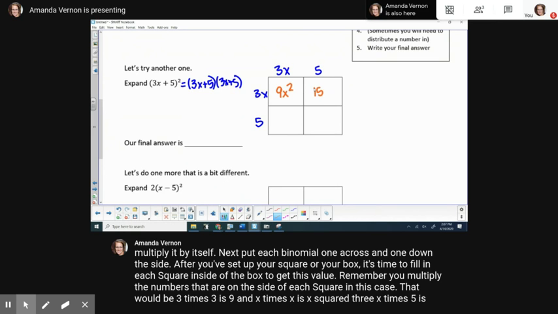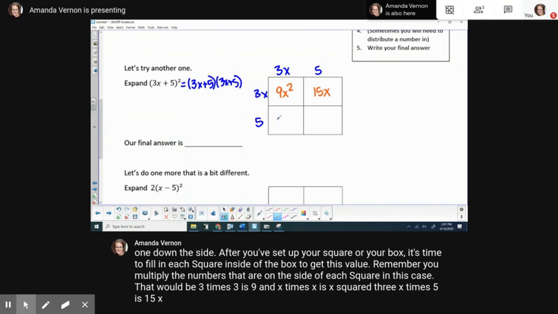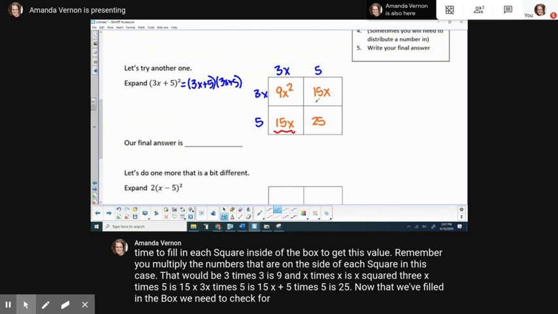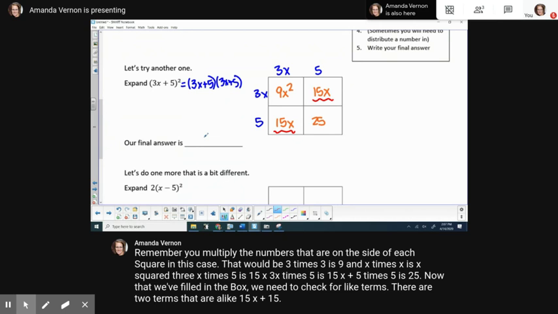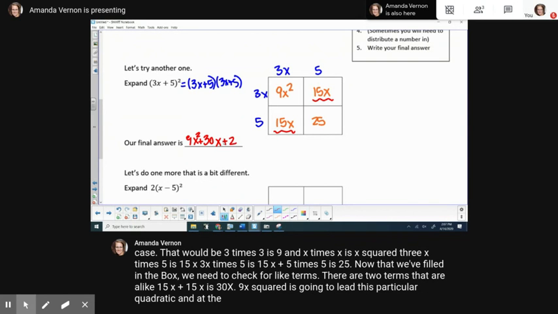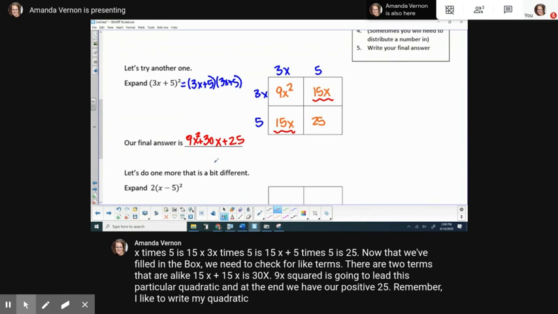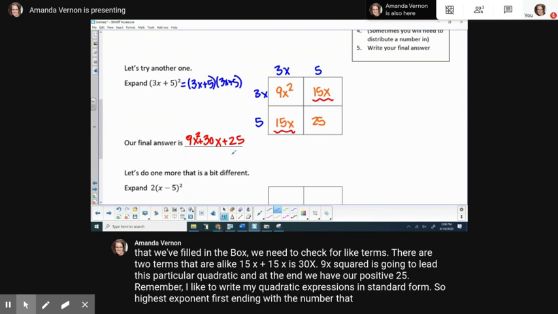3x times 5 is 15x. 3x times 5 is 15x. And 5 times 5 is 25. Now that we've filled in the box, we need to check for like terms. There are two terms that are alike. 15x and 15x is 30x. 9x squared is going to lead this particular quadratic, and at the end we have our positive 25. Remember, I like to write my quadratic expressions in standard form, so highest exponent first, ending with the number that has no x attached.